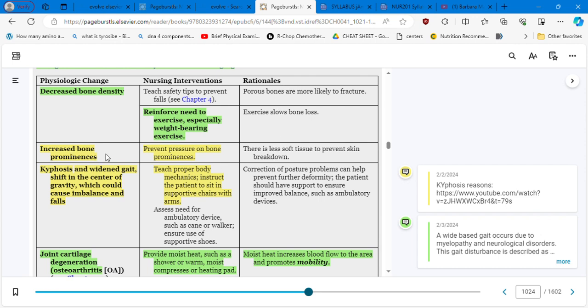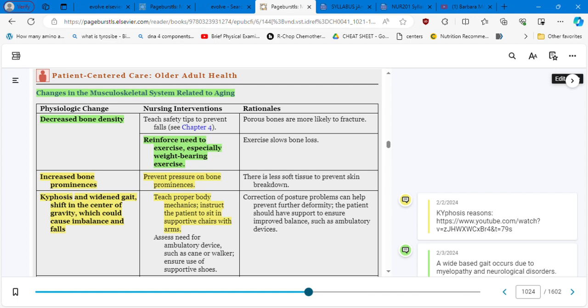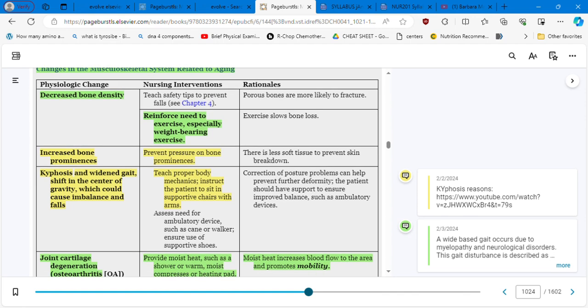Increased bone prominences. This is changes in the musculoskeletal system related to aging. There's going to be increased bone prominences, and we need to prevent pressure on bone prominences, right?